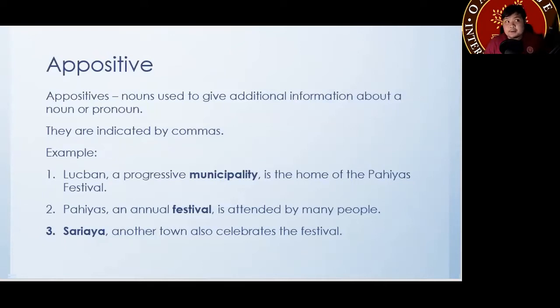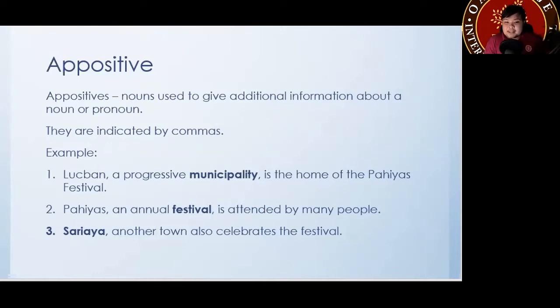additional information about the noun or pronoun. So usually they come after the noun or the pronoun or before. They're usually just right near the noun or pronoun, okay? And they're also indicated by commas, just like the vocatives. So they look like vocatives, but for appositives, they do different things. They give additional information. Vocatives, they are naming the person that's being talked to, or spoken to, okay? Example, number 1.